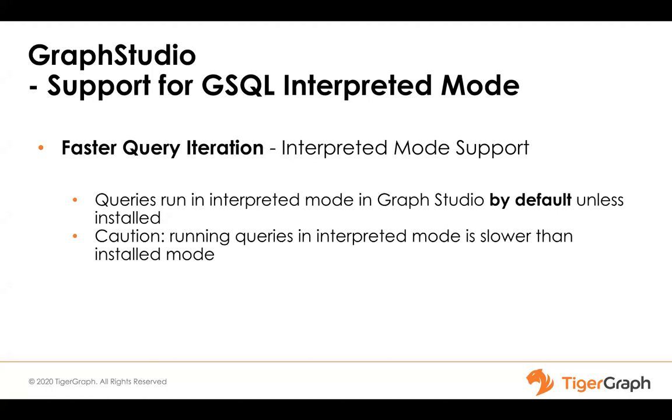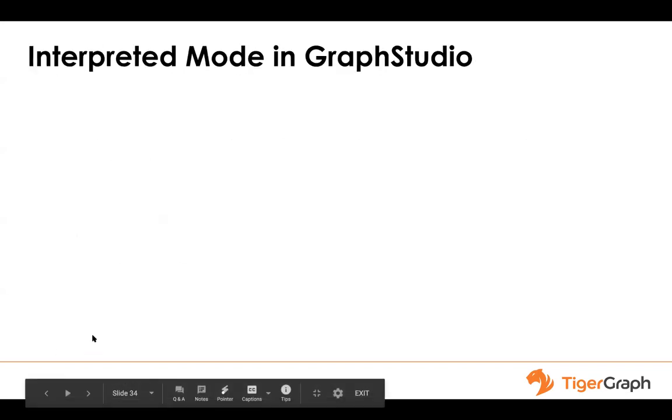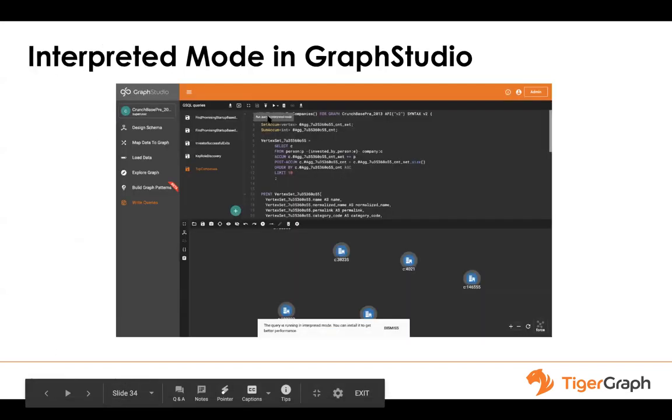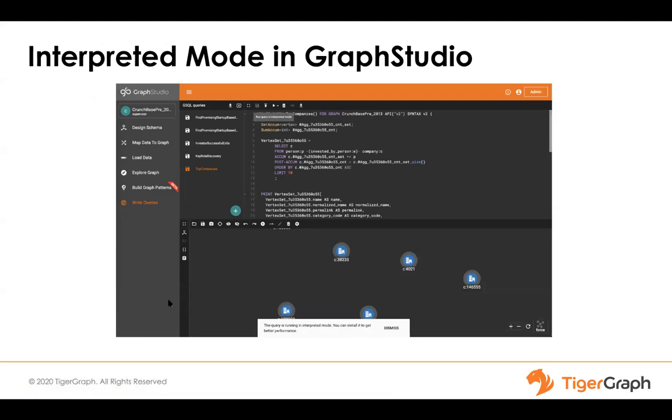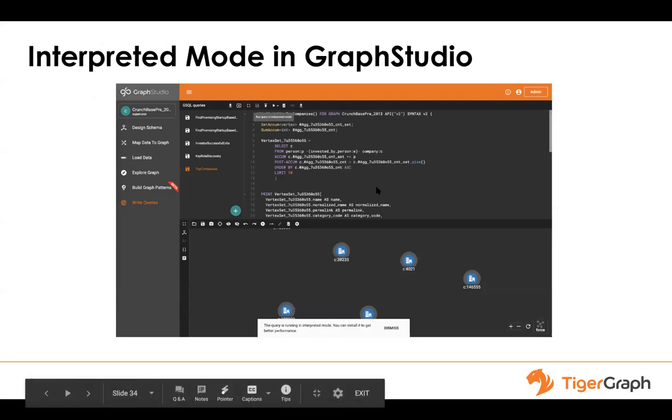Now in GraphStudio, we run queries in interpret mode by default, unless you choose to install. Of course, a caution: interpret mode is for query writing and experimentation. If you are in a production system that needs the speed, we encourage you to install the queries, and you can do that in GraphStudio as well. Again, here you can see run query in interpret mode. I think earlier, when I was doing my Visual Query Builder, you already saw those messages.